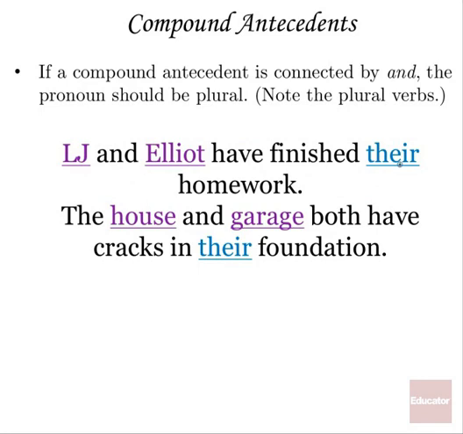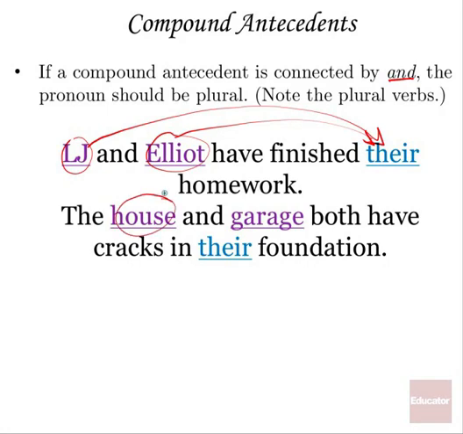If a compound antecedent is connected by and, the pronoun is plural. Note that it also gets a plural verb in these cases. "LJ and Elliot have finished their homework." Our antecedents are LJ and Elliot. There's two of them, obviously. So we get the plural pronoun their. "The house and garage both have cracks in their foundation." Once again, house and garage, compound antecedent, so we get a plural pronoun.